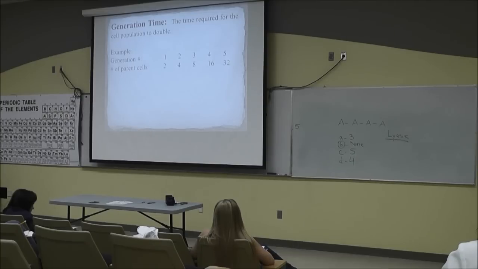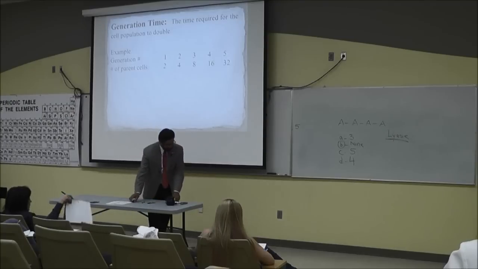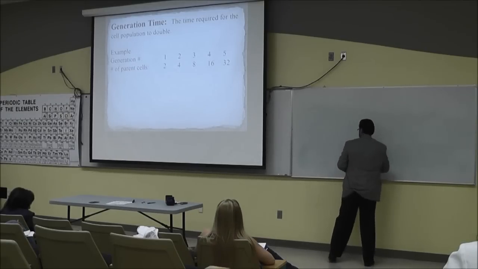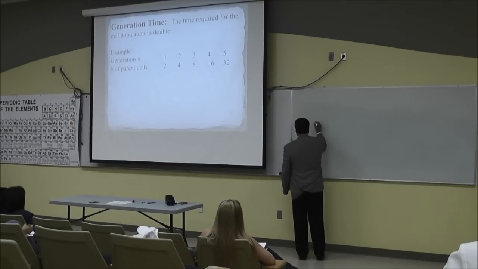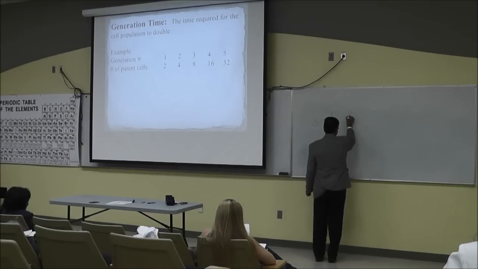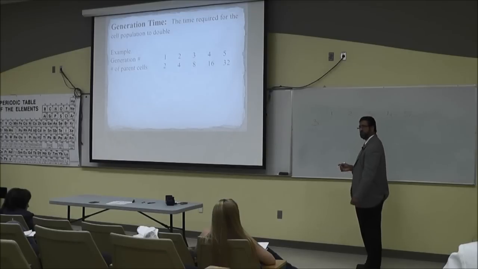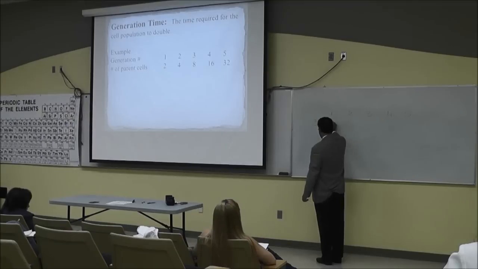So the question that I asked you, here's an example, and there's a question. Generation time, first generation, second, third, and so on. If the experiment starts with two cells, do I have a parent? Two cells. What's the total number of cells in the fifth generation? 32. Okay, let's practice this a little. Total number of cells in the third generation?